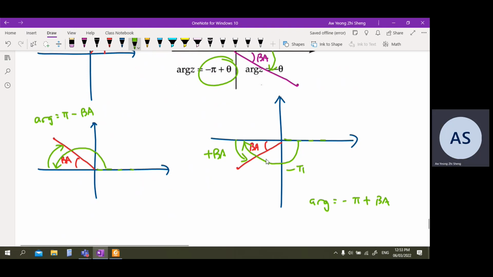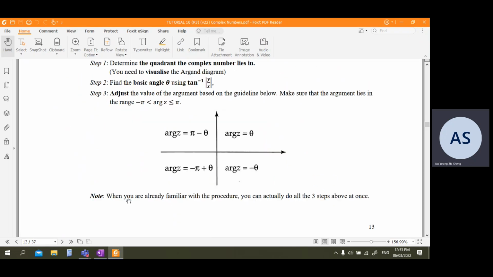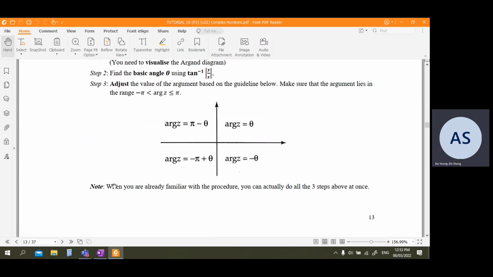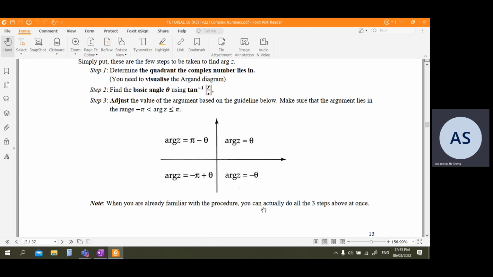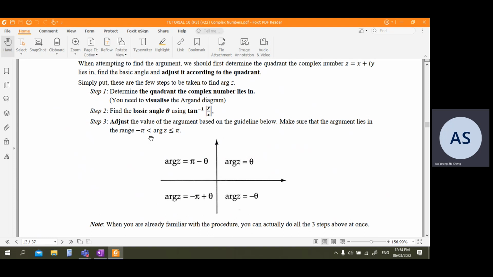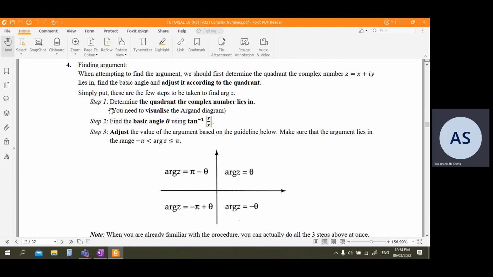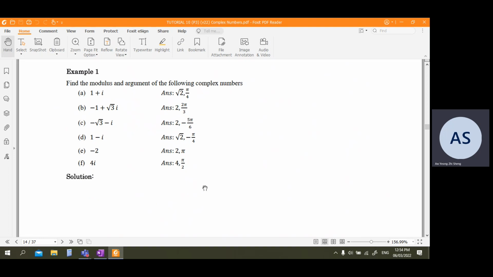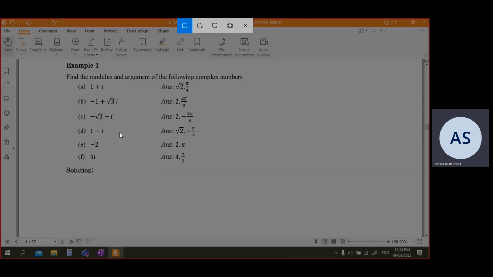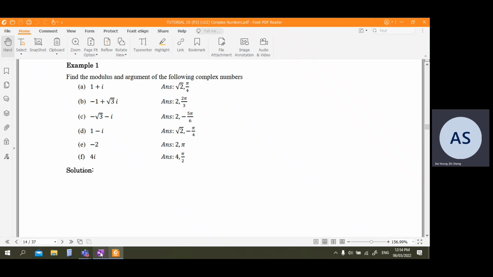Now let's move to page number 14. The note down here says when you are already familiar with the procedure, you can actually do all three steps above at once. In your working, you do not need to use three separate steps. Here I'm just telling you what the procedure is in steps, but you don't really need to perform it in three separate steps. You can do all three steps in one go. Page number 14, example 1: find the modulus and argument of the following complex numbers.